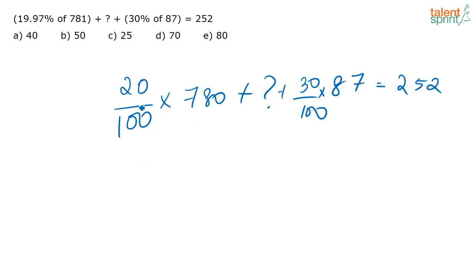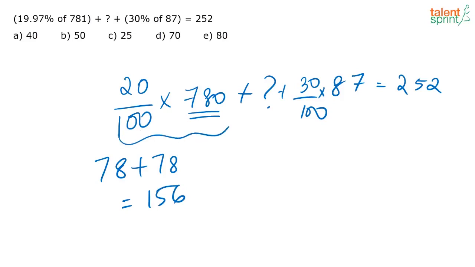Now what is 20% of 780? So what is 78 into 2? That is 156. Correct? Or you can say like this: you have to find 20% of 780. What is 10% of 780? 10% of 780 is 78. So then what is 20%? 78 plus 78, that is equal to 156. So this value is equal to 156.